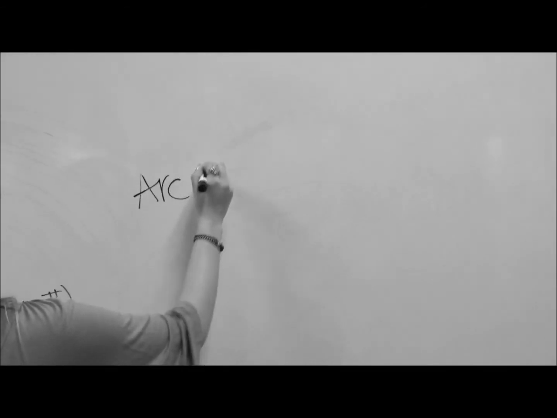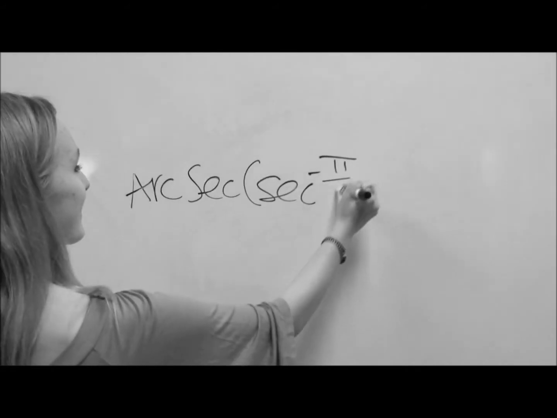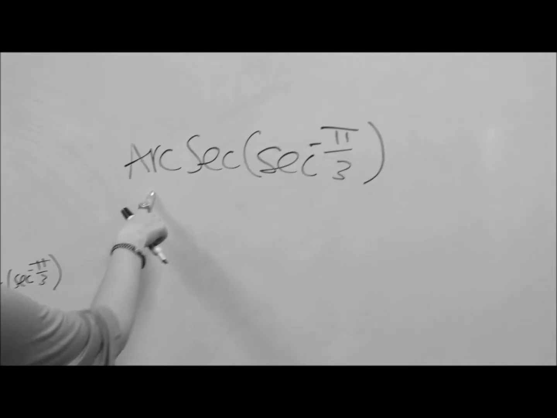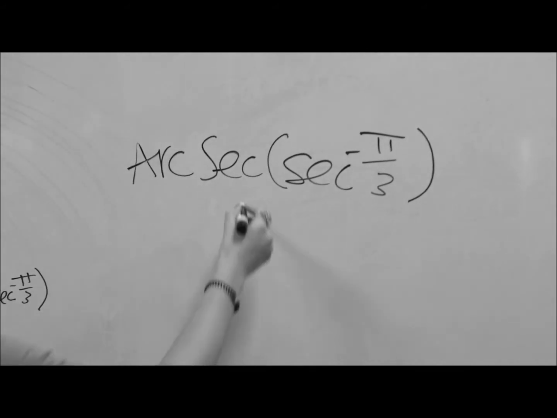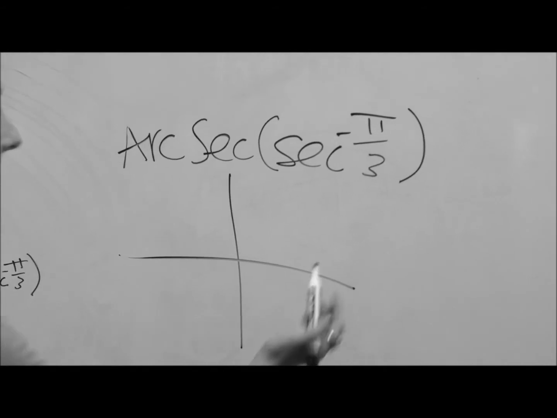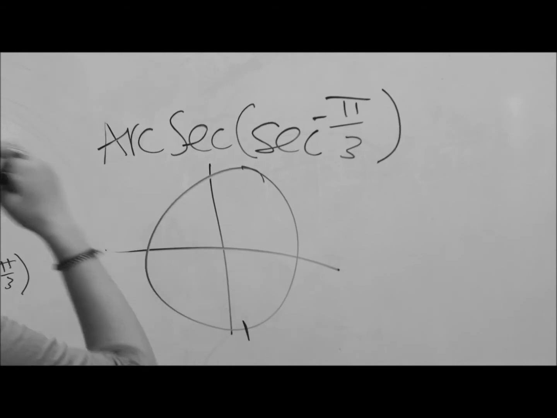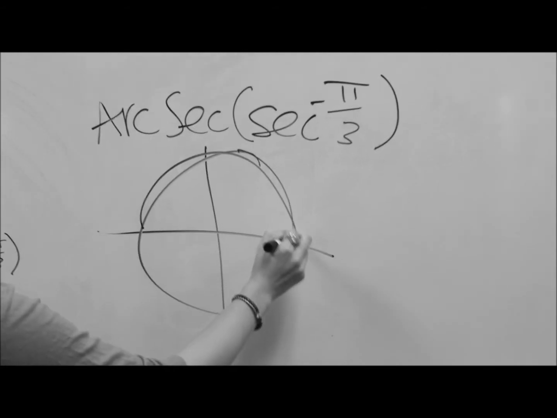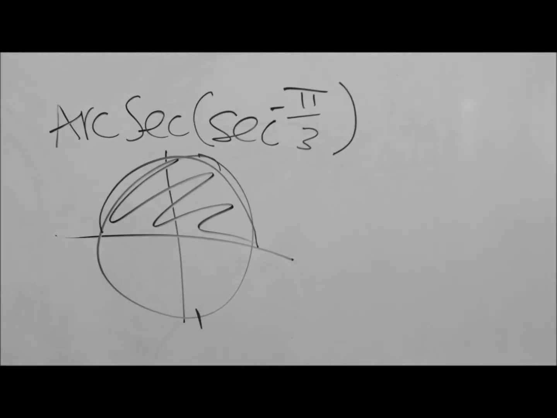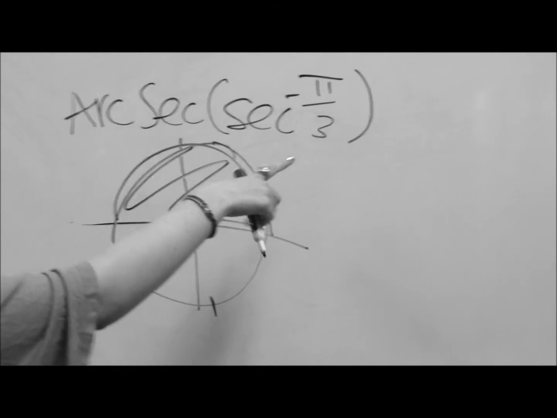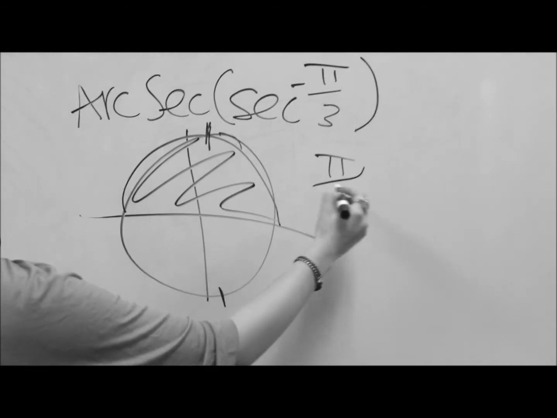Next is the arc secant of negative pi over 3. Saying arc is just like saying inverse, so we have the inverse secant of negative pi over 3. On the circle, negative pi over 3 is going to be down here. Since the principal interval of secant is the same as cosine, which is going to be in these 2 quadrants, we have to flip the angle over the x-axis, so it's going to be right here. So the answer is pi over 3.